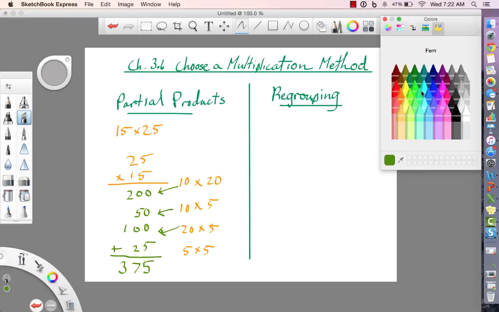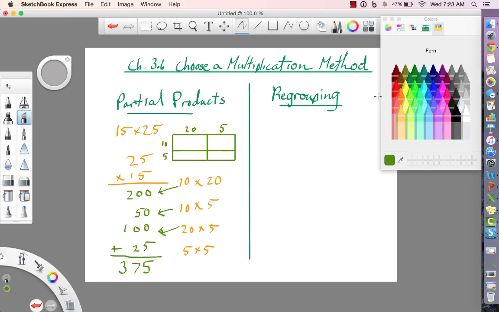If you were drawing the picture, like it asks you to do to check your work, that picture is going to just be a box. And it's going to have 25 cut into 2 pieces and 15 cut into 2 pieces. And it doesn't matter, well, it matters a little, but it doesn't matter too much if you get it perfect. So that's 25. 20 plus 5 is 25. And 10 plus 5 is 15.